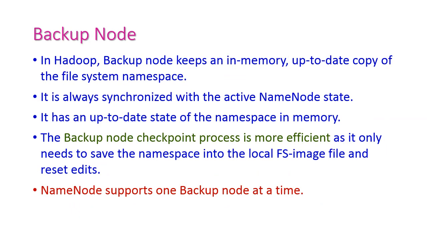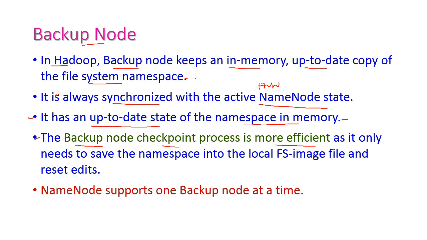The next one is the backup node. In Hadoop, the backup node keeps an in-memory, up-to-date copy of the file system namespace, and it is always synchronized with the active name node state, that is the primary name node state. It has an up-to-date state of the namespace in memory, that is the local memory. That means the backup node checkpoint process is more efficient, as it only needs to save the namespace into the local FS image file and reset the edits log file, and the primary name node supports only one backup node at a time.